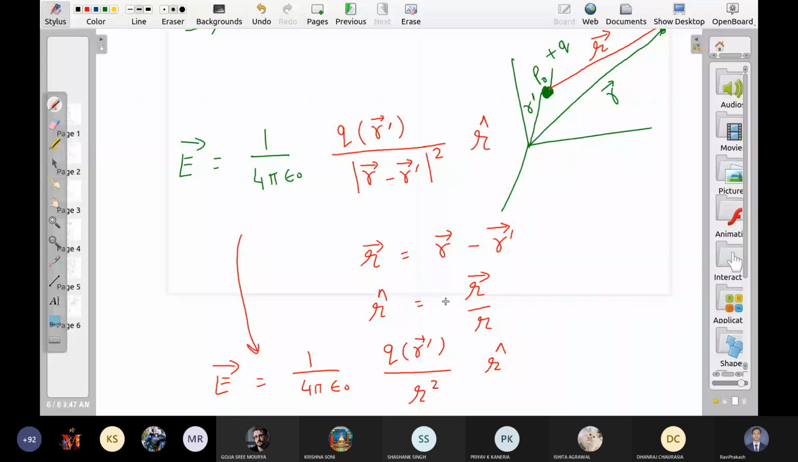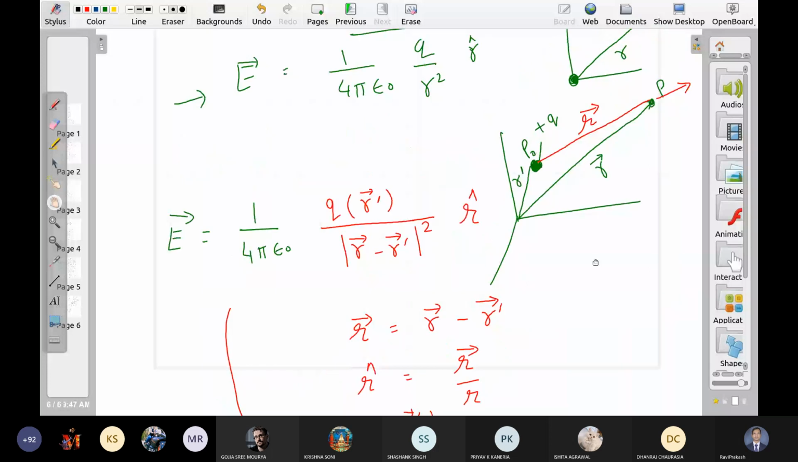Let us say I have two charges. यदि एक चार्ज और है, let us say here. Yes.